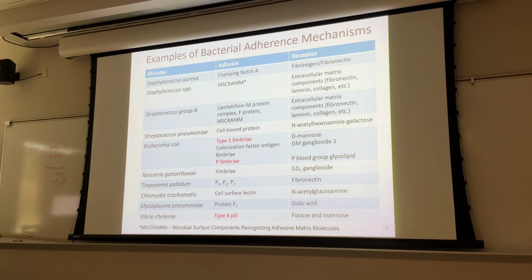I'm not going to read all these. Neisseria gonorrhoeae makes fimbriae. Remember I talked about Neisseria, they can undergo antigenic variation, so we can antigenically vary these fimbriae. Treponema pallidum causes syphilis. It makes different proteins, P1 through P3. It can also undergo somewhat a little bit of antigenic variation between these different P proteins.